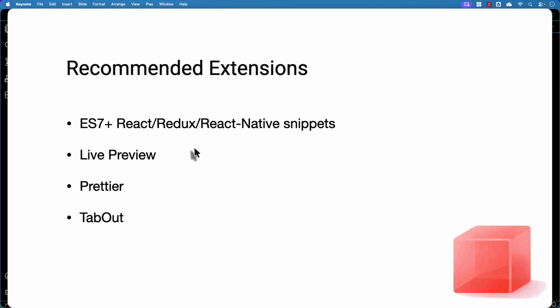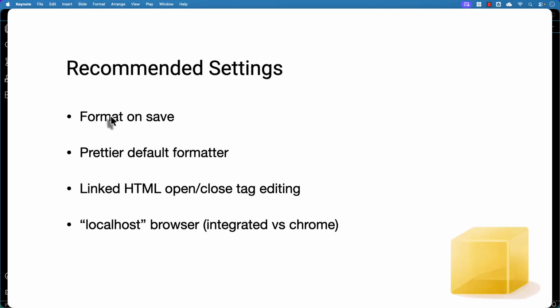I'll just show you in the slides. FormatOnSave will mean when you hit Control S or Command S to save a file, it'll format it automatically. We'll set up Prettier as the default formatter. This linked HTML editing means if you change an opening tag, it'll automatically edit the closing tag for you. And this setting here configures whether to use Chrome as your browser or VS Code's own integrated browser. So let me just walk through those.